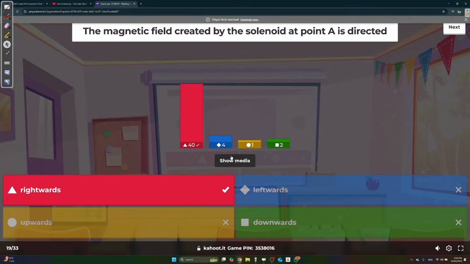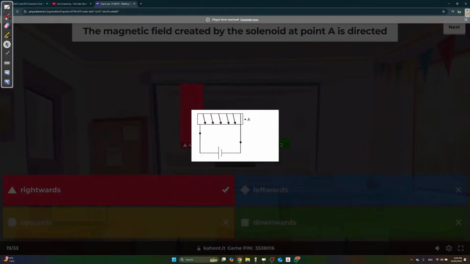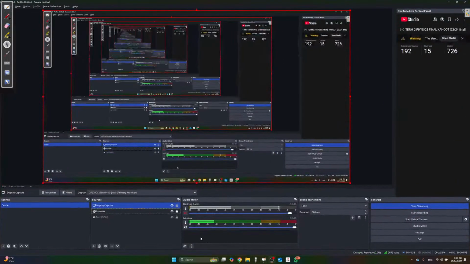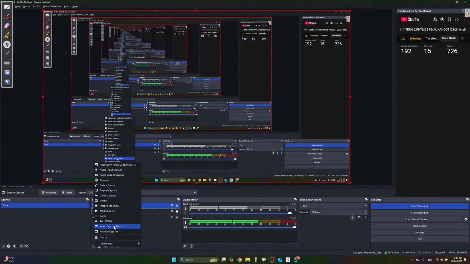Okay. What is the magnetic field created by the solenoid at point A? Over here, let me turn on my camera again.